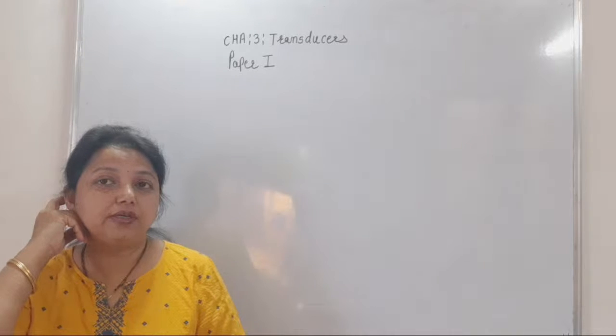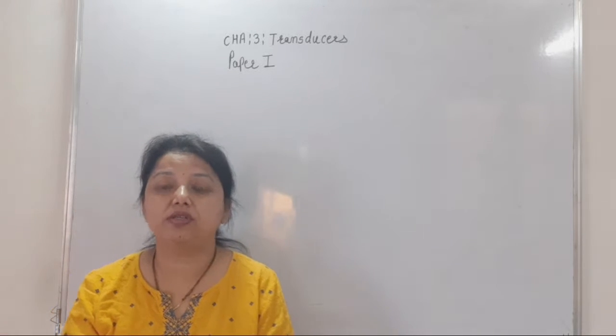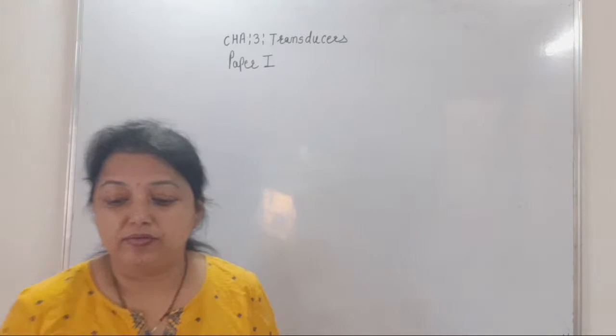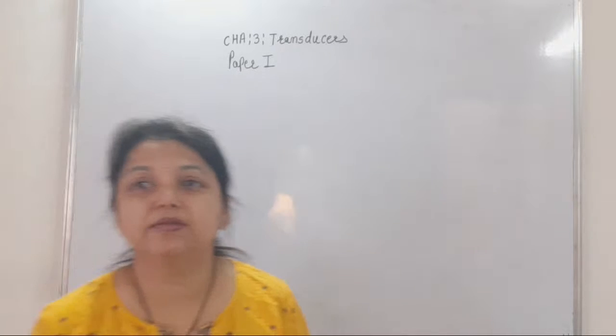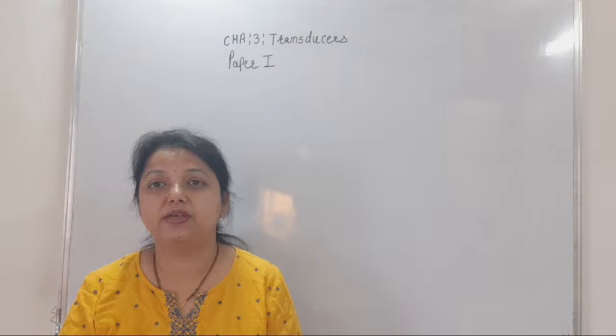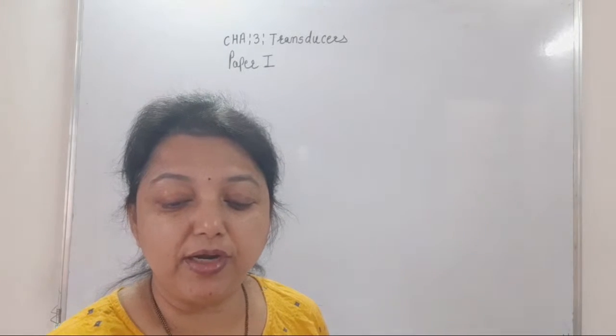Okay, transducers. This one is a chapter of paper 1. This one is a short chapter, near about 3 to 5 marks. Now this year it may be maybe 2 questions, 7 to 8 marks. This chapter is for now 7 to 8 marks.